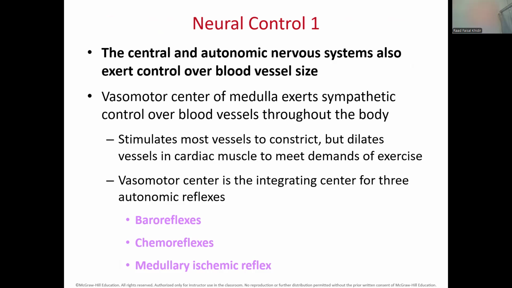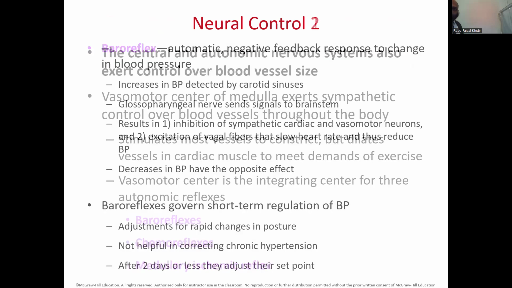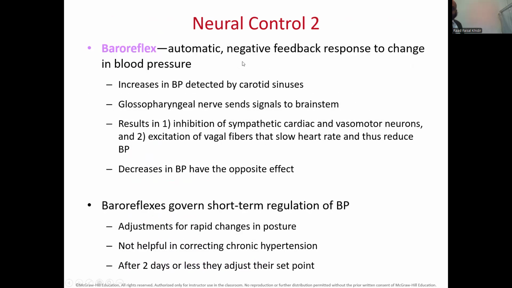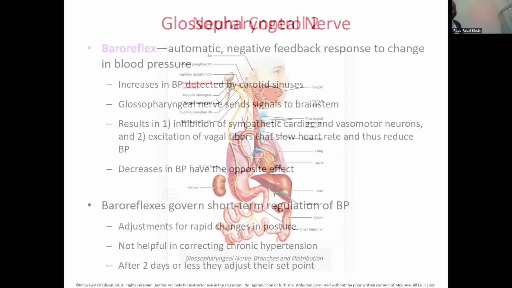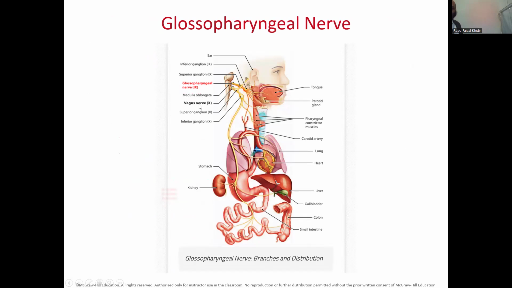What does the medullary ischemic reflex do? When your own brain doesn't have blood, it's choking, so it's going to route blood to itself. Your brain is going to nourish itself with more blood. Is that clear? So that's a negative feedback response to change in blood pressure. The baroreflex is going to govern short-term regulation of the blood pressure, and that's the glossopharyngeal nerve.